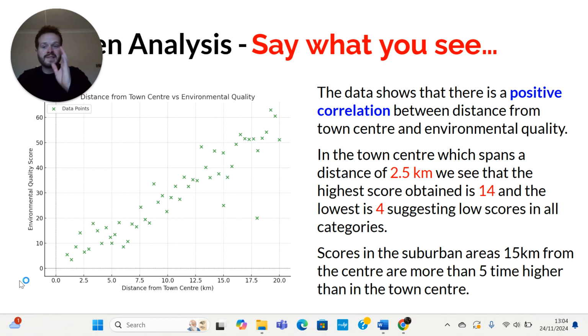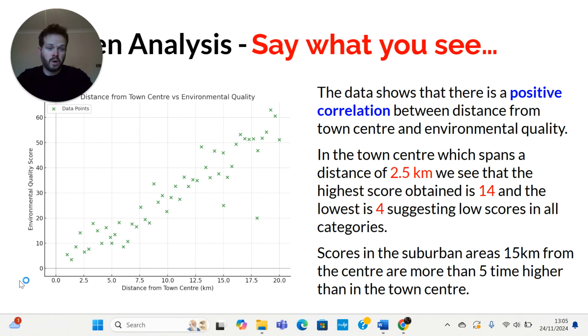Now, we can see it, can't we? We can literally see that the data shows a positive correlation. This is the kind of language that you want to be using. So we'll just quite simply describe: the data shows there is a positive correlation between distance from the town centre and environmental quality. Now, some students would stop there. The better students would then quote. Because this is going to be part of your analysis in paper 3 as well, you've got to quote from the figure.